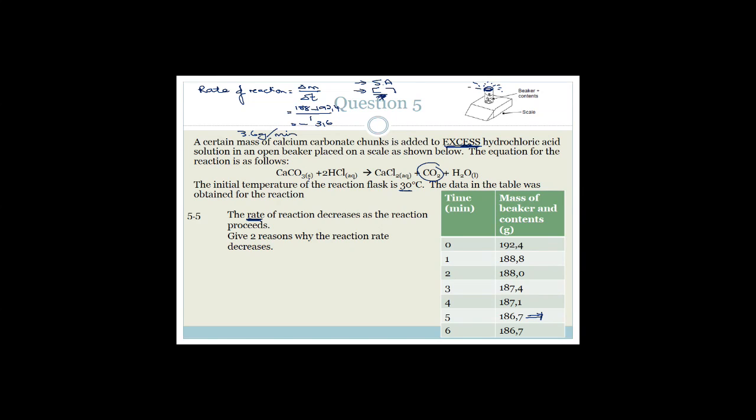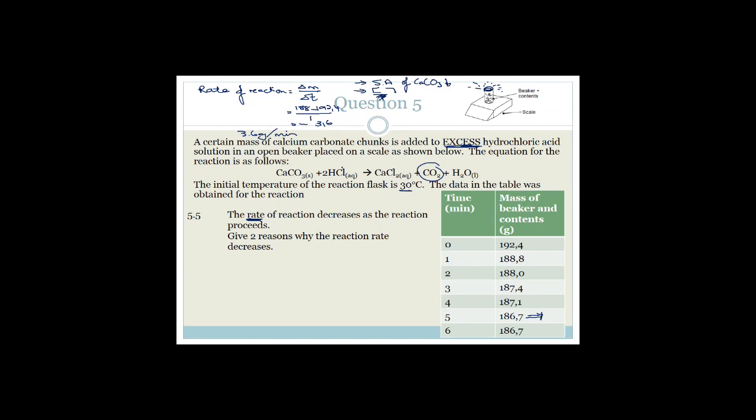And do you agree that this is a solid? And as the reaction's happening, we are breaking this down and changing it into these products. So therefore, the surface area of the calcium carbonate is decreasing. We can say the surface area of the calcium carbonate is decreasing.